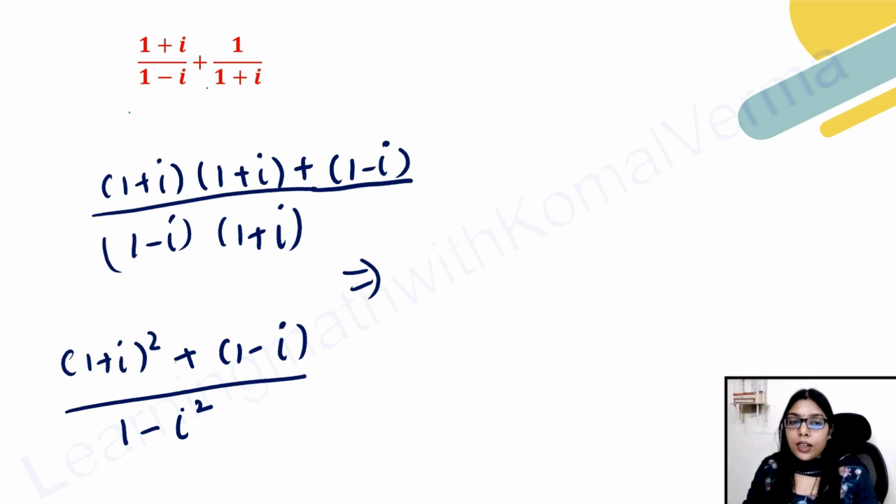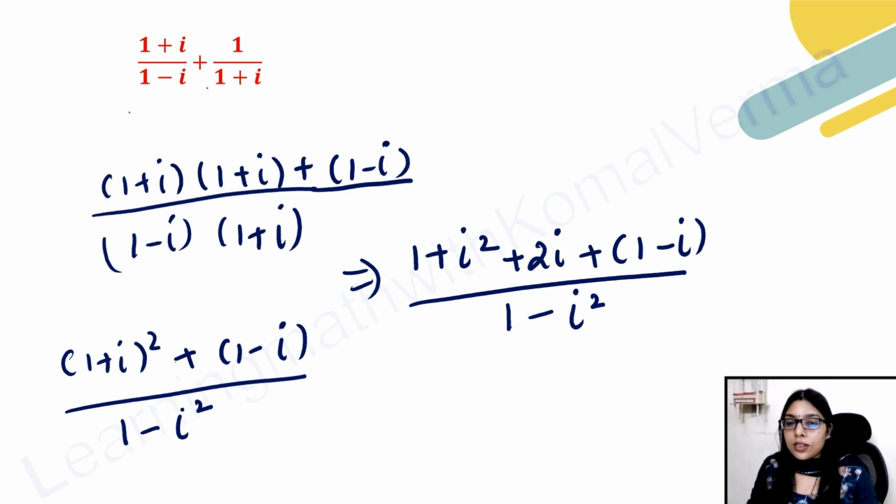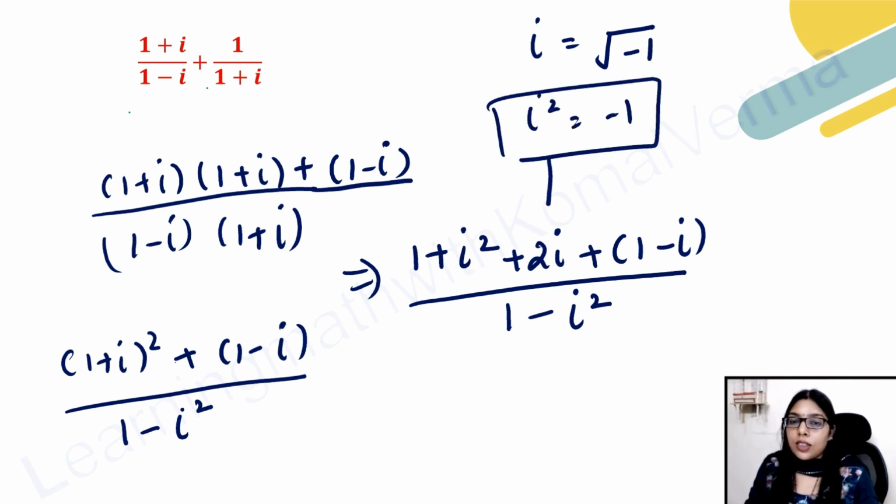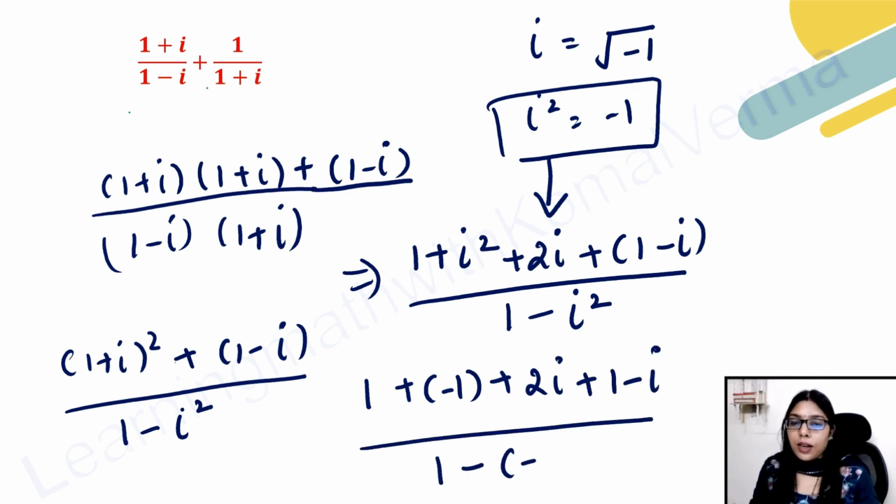Now, further simplifying it, we get (1 + i^2 + 2i + 1 - i)/(1 - i^2). Here we use the (a + b)^2 formula. As we know that i is equal to the square root of -1, after squaring both sides we get i^2 equal to -1. So we use this in this equation. We get (1 + (-1) + 2i + 1 - i)/(1 - (-1)).